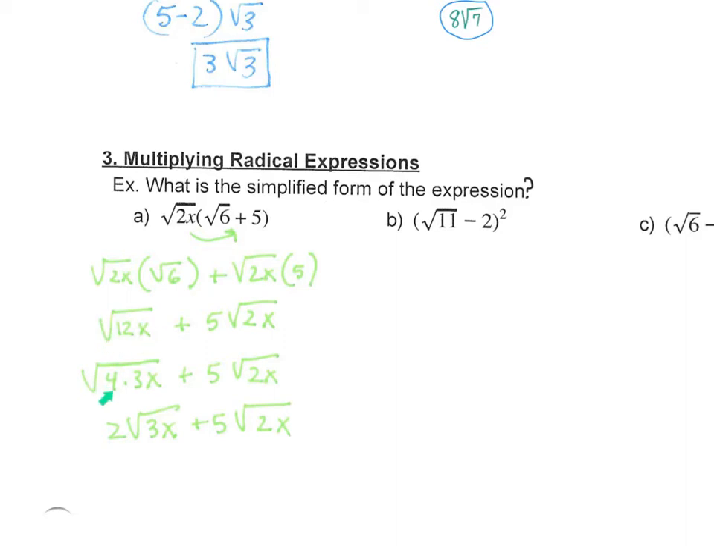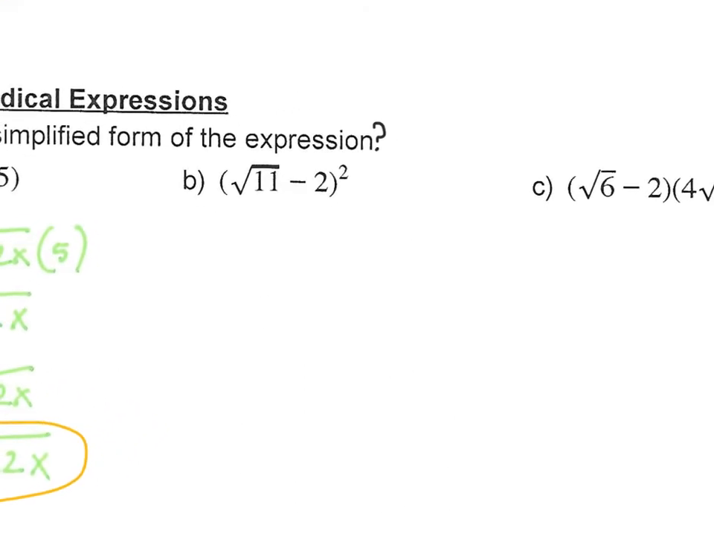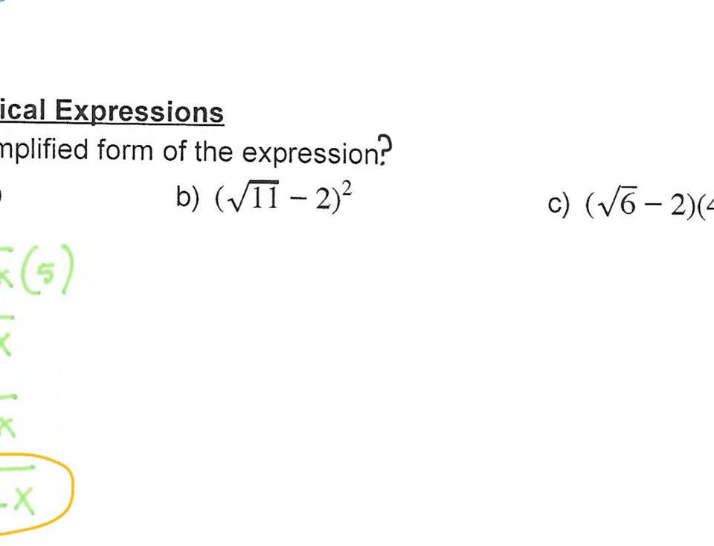The square root of 12x is the square root of 4 times 3x, which turns out to be 2 times the square root of 3x, plus 5 times the square root of 2x. These are not like radicals, so I can't combine them any further. They're prime. I can't do any more operations with them, so I'm done there. That is my answer. Nothing more to simplify.